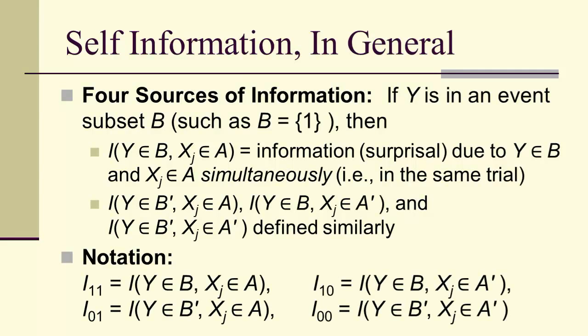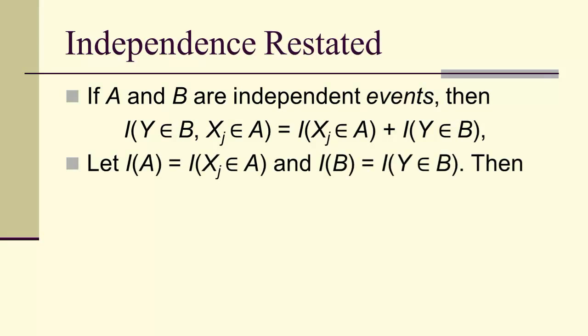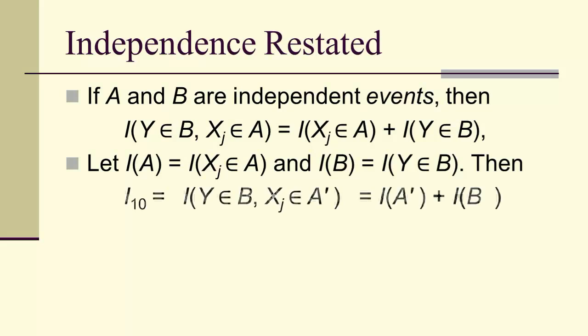We're going to introduce some notation. So we're going to subscript. So I sub 1, 1 will correspond to the B A, and I sub 1, 0 to the B A prime, and so on and so forth. So if A and B are independent events, then we have this property we've already seen. So I of A is the information due to x sub j being in A, and I sub B is the information of y being in B.